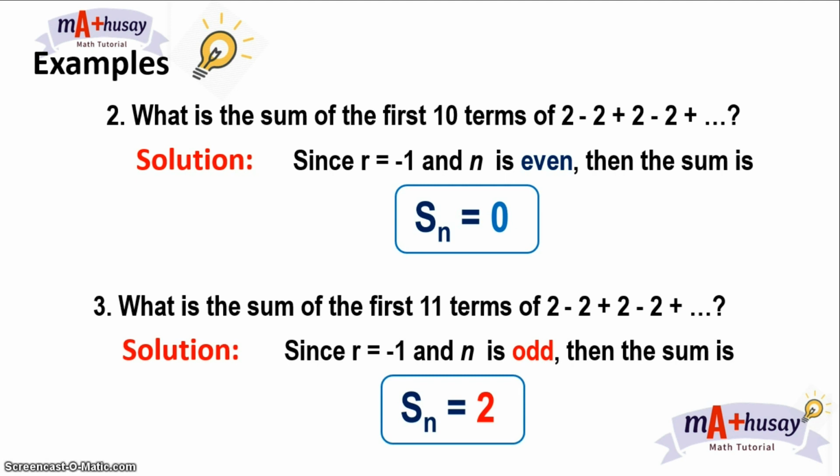Again, as a summary, please take note of the common ratio. If r is equal to 1, then you will use S sub n equals n times the first term. Now, if r is equal to negative 1, then you have two cases. Either the sum will be 0 if n is even, or if r is negative 1 and n is odd, then the answer will be the first term.